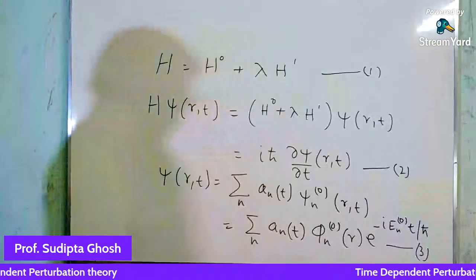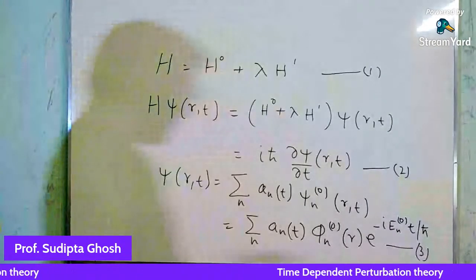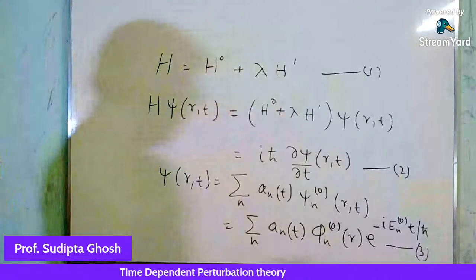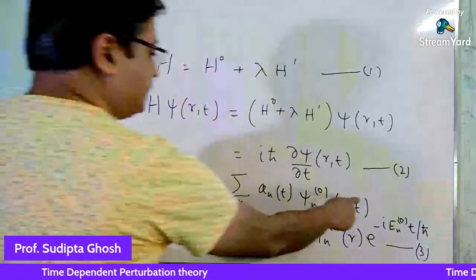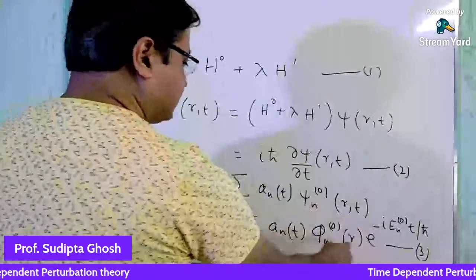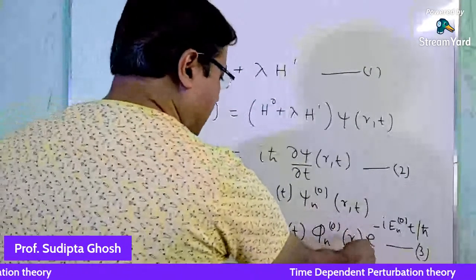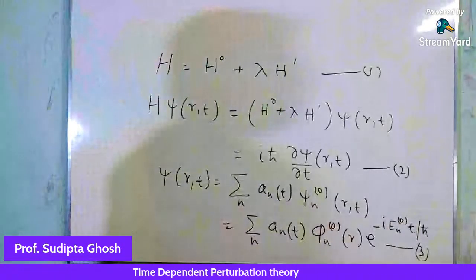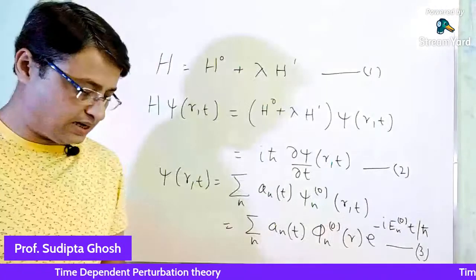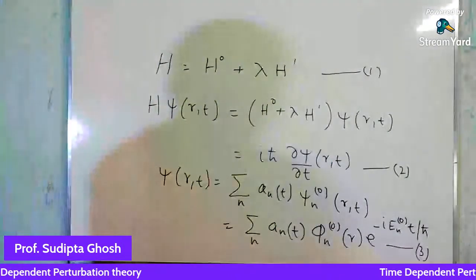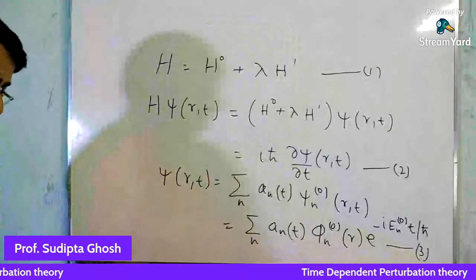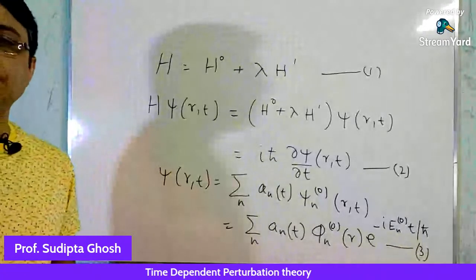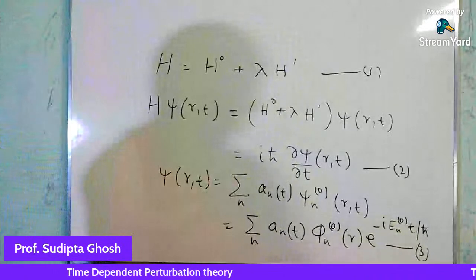Now here I have used the time dependence of psi n0(r,t) as phi n0(r) into e to the power minus i E n0 t by h cut. This method of treating the time dependent problem is known as the method of variation of constants.